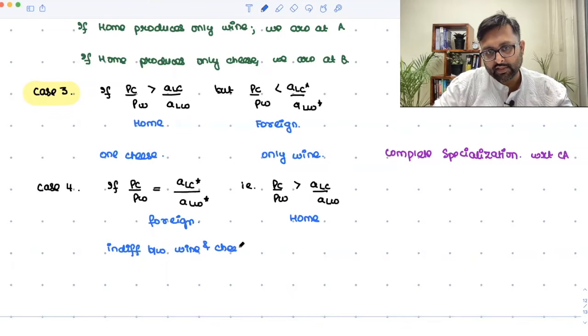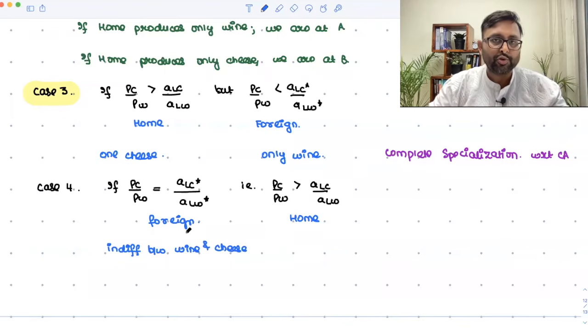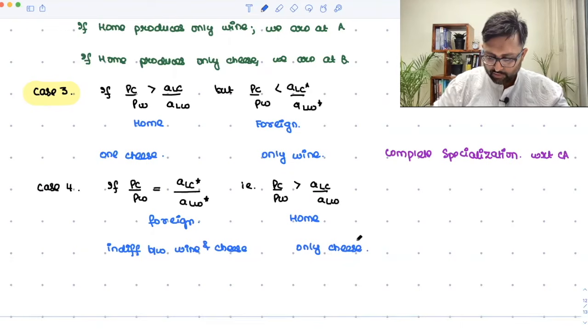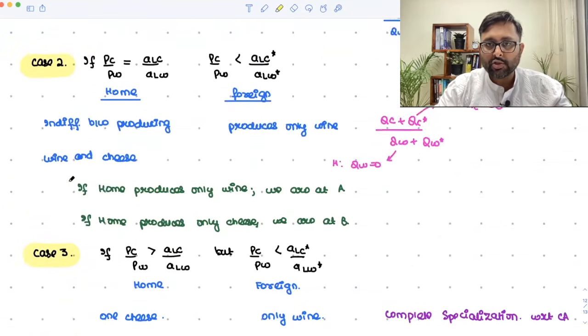Because the relative price is equal to the opportunity cost of cheese. But here the relative price of cheese is greater than the opportunity cost of cheese. So the home country will be producing only cheese. Right? Foreign is indifferent between cheese and wine, and the home country is going to produce only cheese. So just think about it.